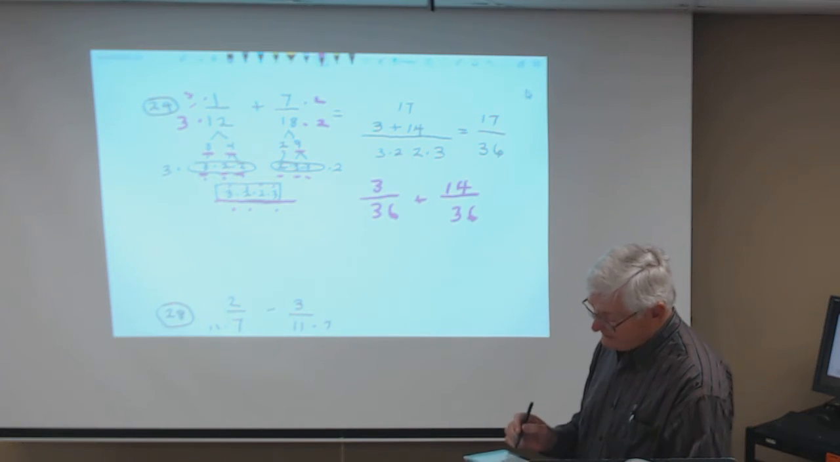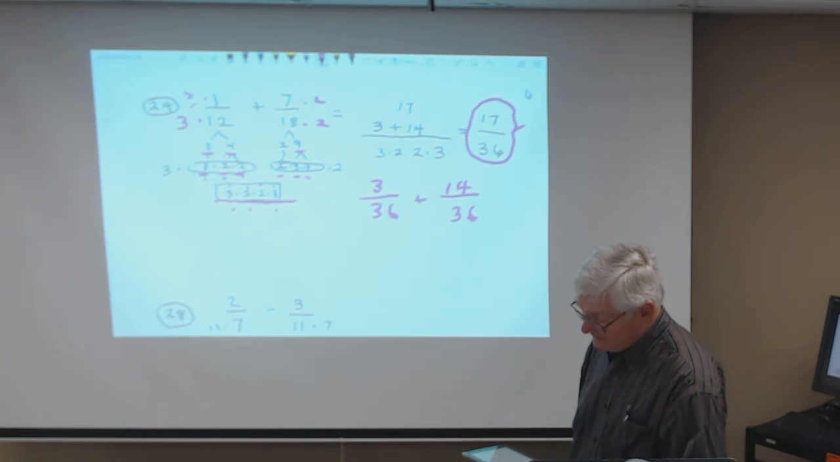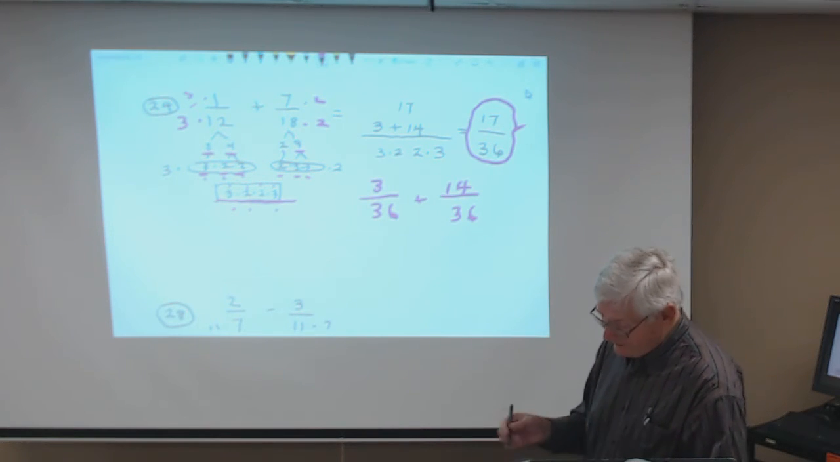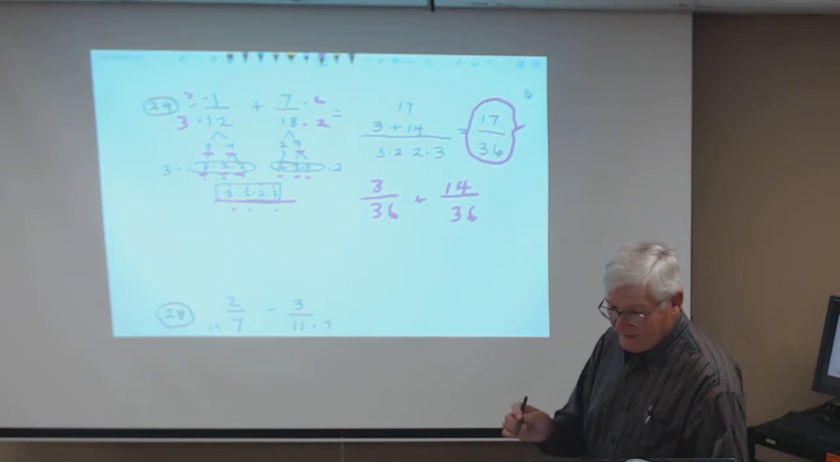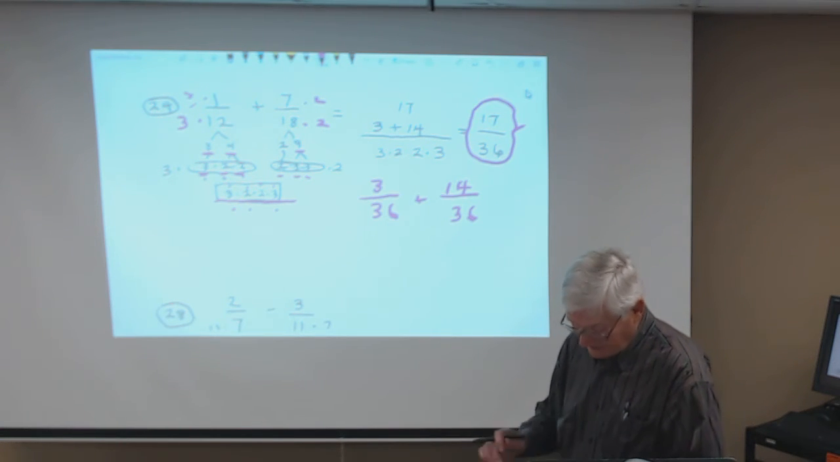So the answer is what? 17 over 36. Okay? And it says reduce it. But 17's on my list. It's a prime number, so I don't reduce it. There's nothing you can reduce.